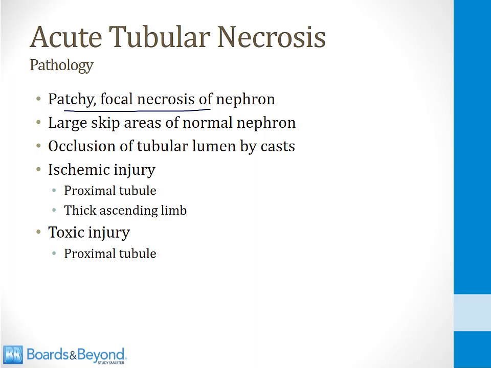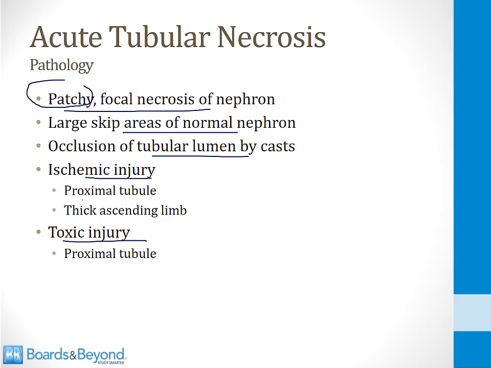And it's important to remember that it's patchy with these large skip areas of normal nephron. They like you to know that kind of thing for your exams. You can also see occlusion of the tubular lumen by casts. In addition, you should be aware, and it's very high yield to remember this, that ischemic injury and toxic injury affect different portions of the nephron.